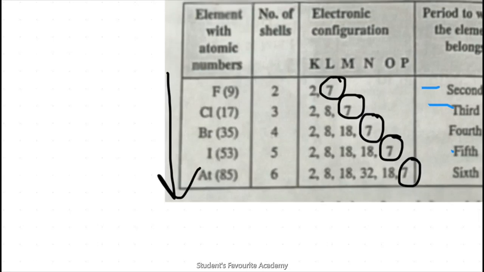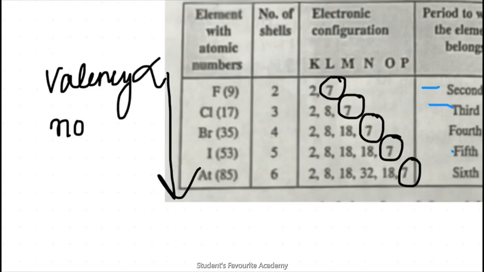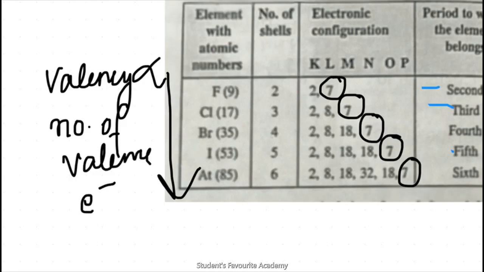My combining capacity will be the same, because valency is very much and directly related to what, children? Valency is directly related to the number of valence electrons. Okay, so here what we see is that the number of valence electrons is the same, so we can conclude that down the group the valency remains the same. Now we'll see what happens across the period. Now I'll explain this with the help of an example, children.